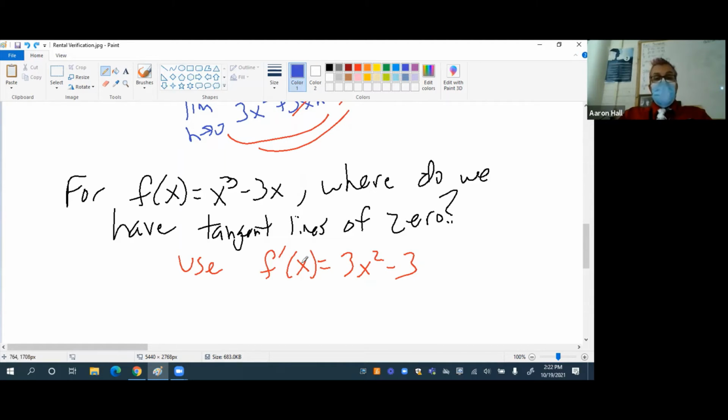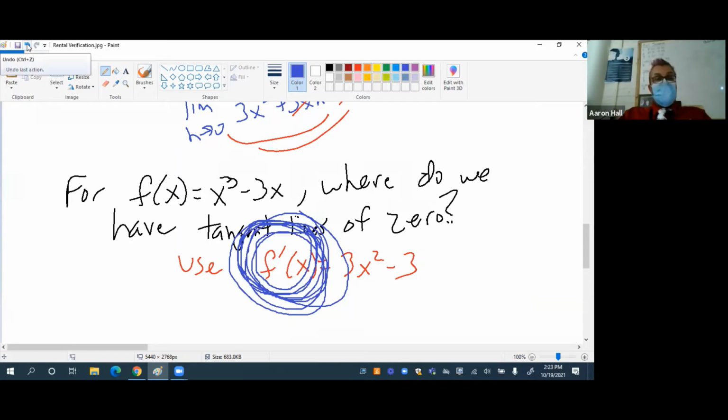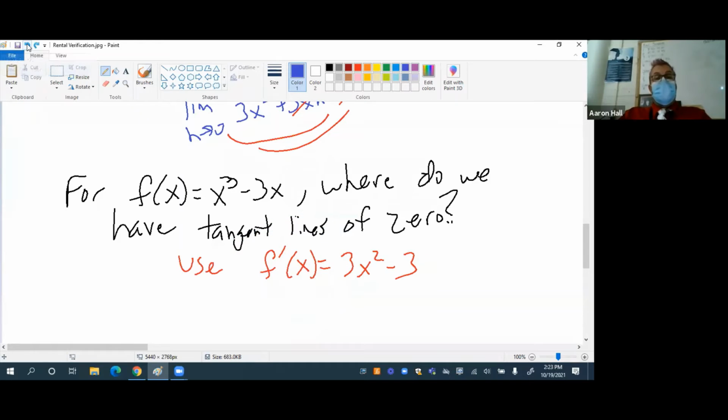If I want a slope of 0, doesn't this mean my instantaneous slope? Wouldn't I make this 0? Close. Doesn't the derivative mean the instantaneous slope, the instantaneous rate of change? So I'm going to make that 0. So I have 0 equals 3x squared minus 3. Now what?